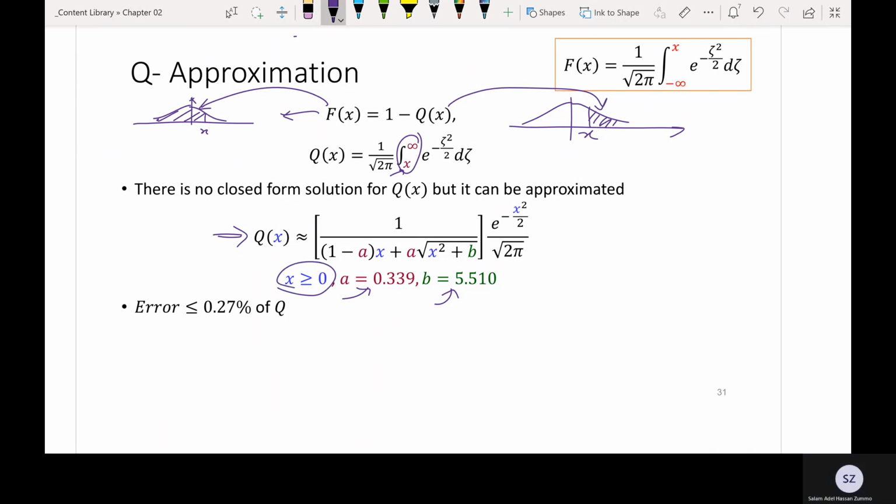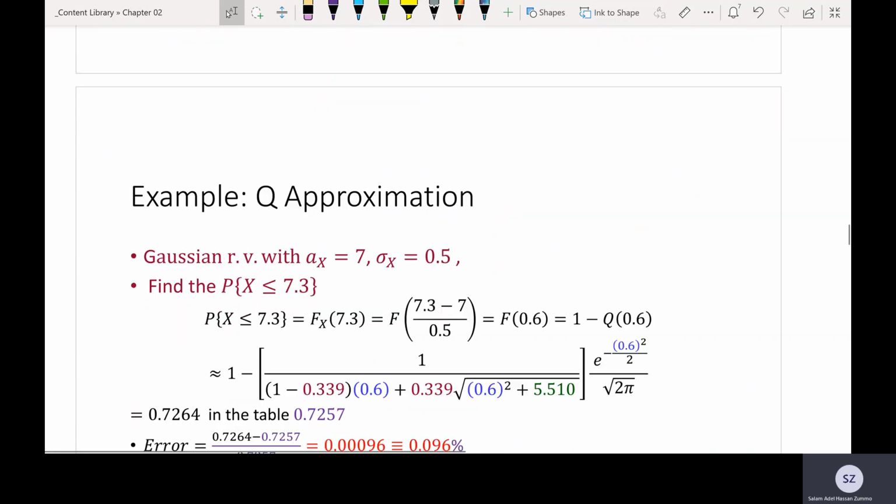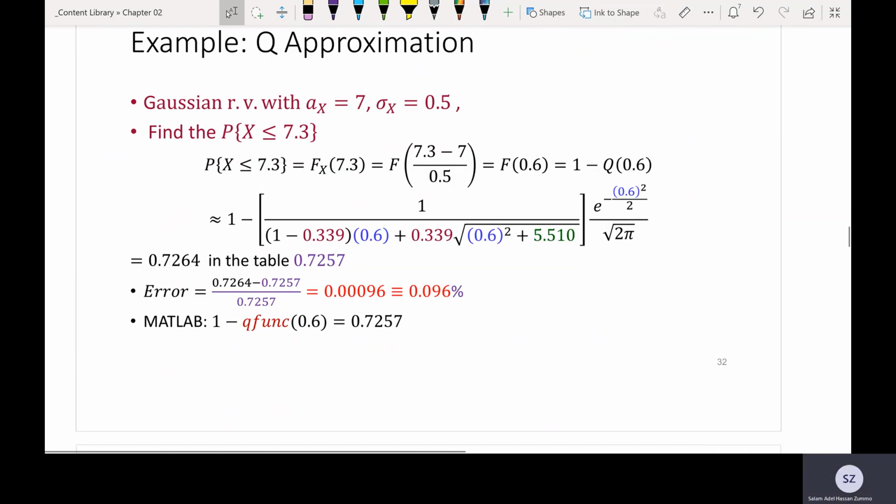Okay? The error is very, very small. It's less than 0.3%. Okay, sure? So this is one way to do it. Nobody is expecting you to memorize this. If I want to give it, I will give it to you. Otherwise, a table will be given. So let's see how approximation is good.